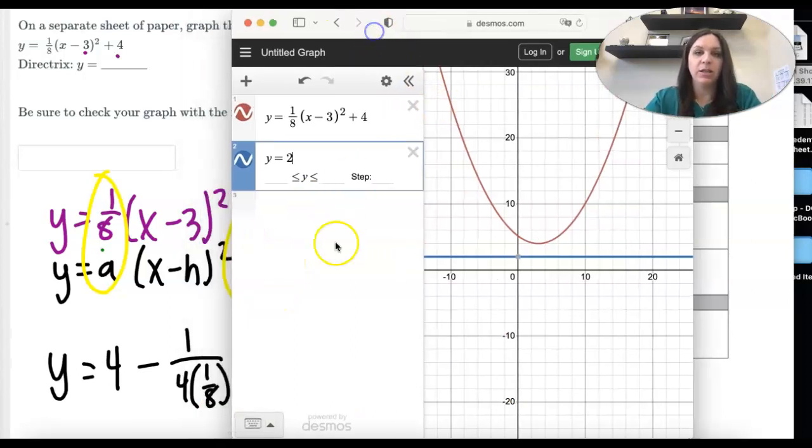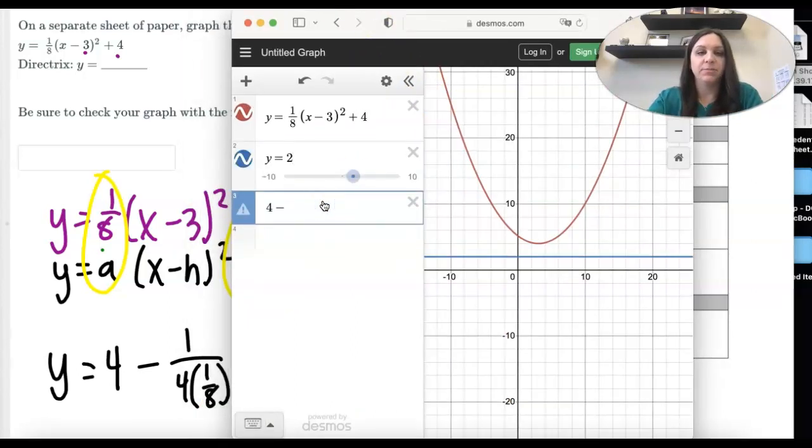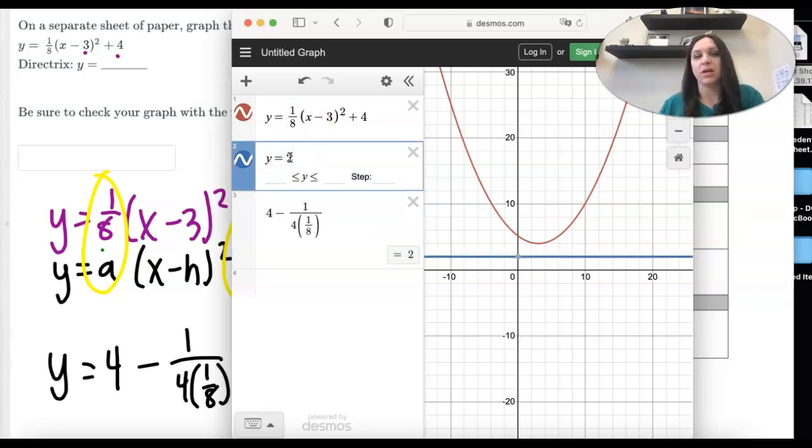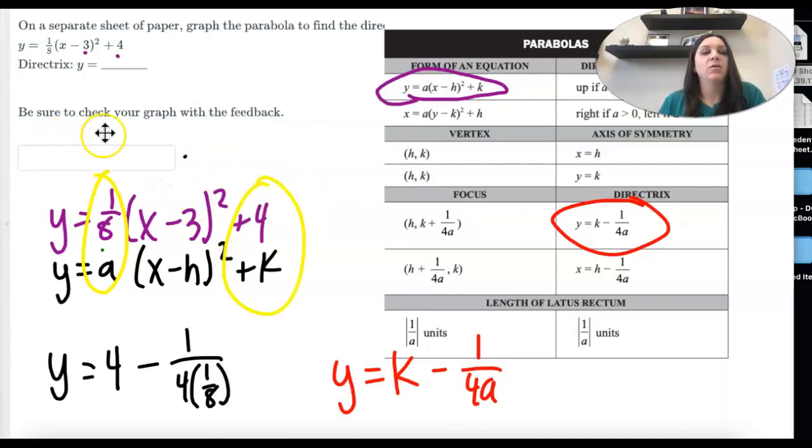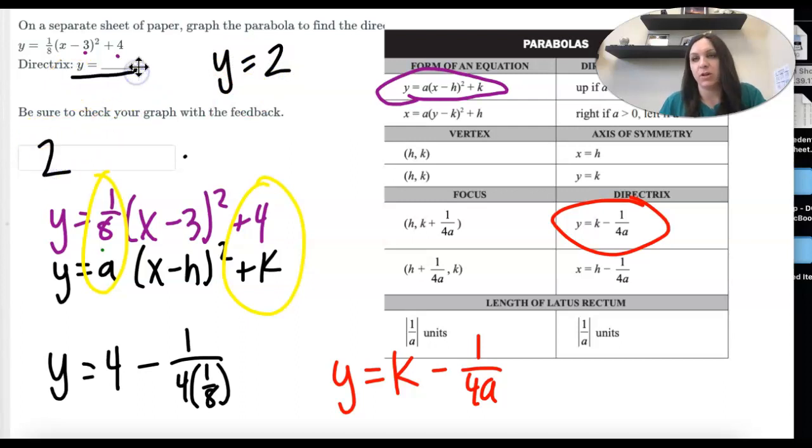Oh man, I deleted that from last time. Sometimes when you leave stuff in your calculator, you can just leave it in there and change the numbers. So that comes out to 2. Y equals 2. That was a lucky guess. So y equals 2 is our directrix, but all you're going to type is 2 because the y equals is already up there. So don't type y equals 2, just 2.